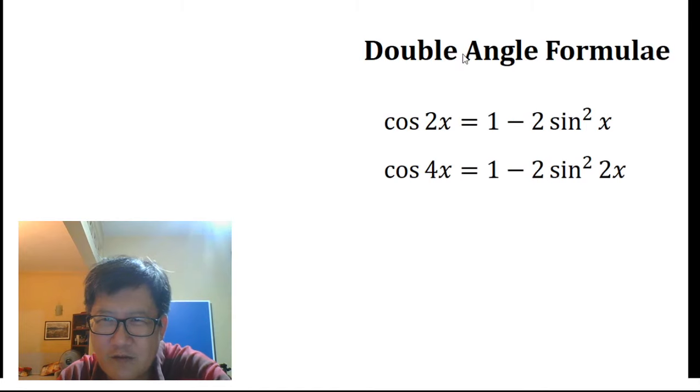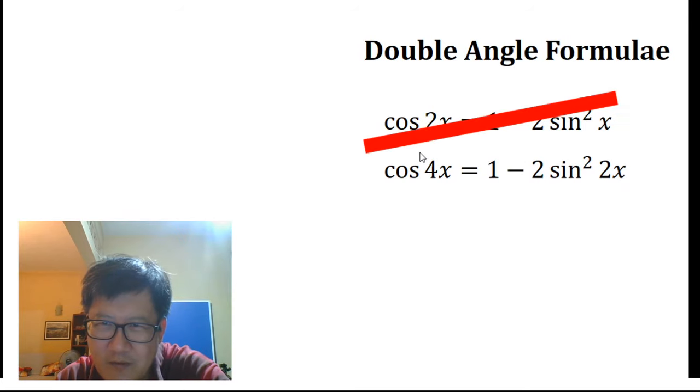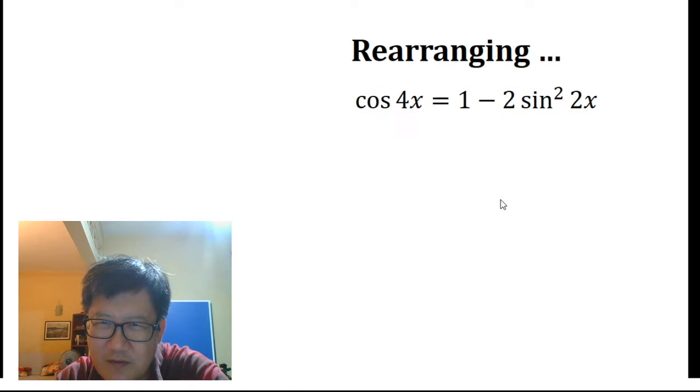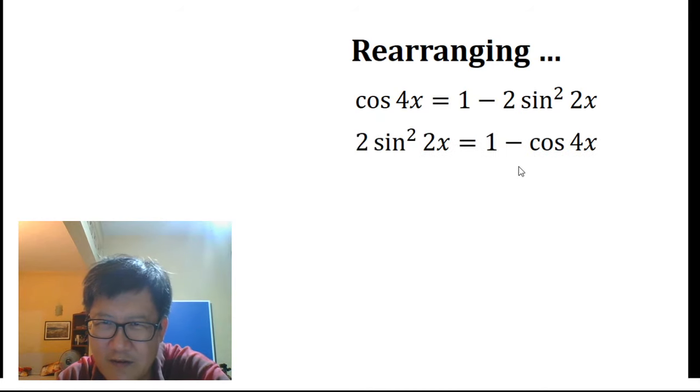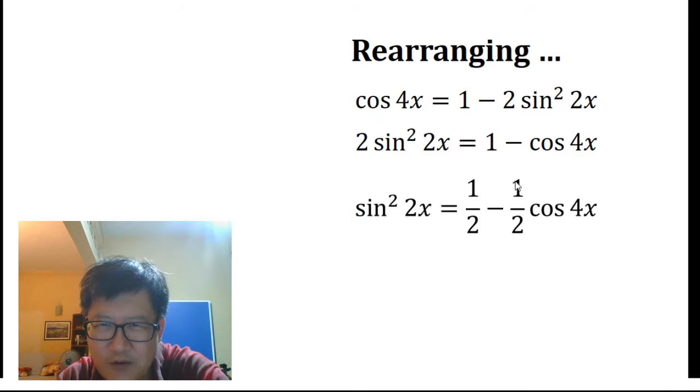Let's look at the double angle formula again. We are going to use a double angle formula, but not this one. We are going to use a variant of this formula, and the variant is cos 4x equals 1 minus 2 sine squared 2x. This second formula here is a variant of the first one. So out with that one, we're going to use this. Same thing, let's have this here and start to rearrange it. Bring the minus 2 sine squared 2x over here and bring the cos 4x over the other side. So that's what we get. Divide throughout by 2 and that's what we get.